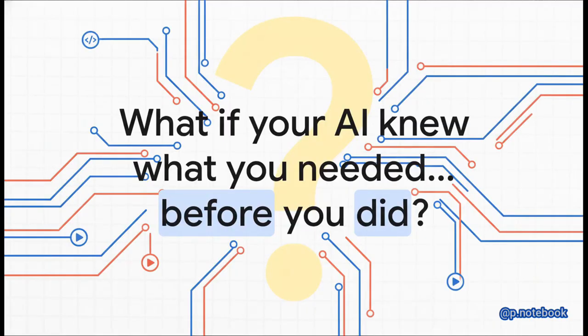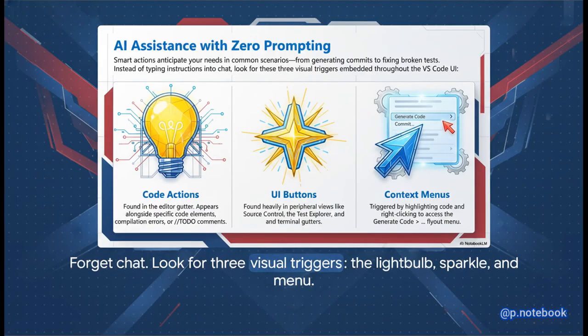So I want you to just think about this for a second. What if your AI could actually anticipate your next move? Instead of you having to stop and ask for help, it just offers it exactly when and where you need it. That's the world of smart actions we're going to explore. And to get there, you just need to train your eyes to spot 3 little visual triggers hiding in plain sight in the VS Code UI.